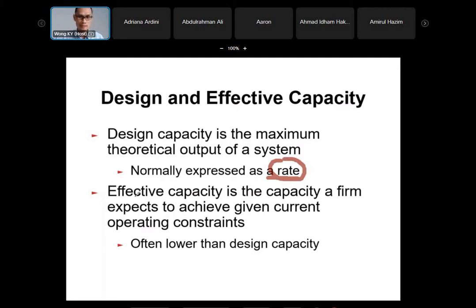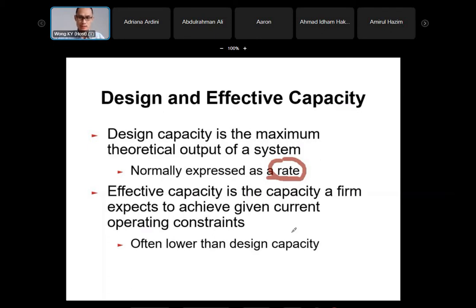Another type of capacity is called effective capacity. Effective capacity is the capacity a firm expects to achieve given current operating constraints. So normally, effective capacity is lower than design capacity. And effective capacity is also expressed as a rate.